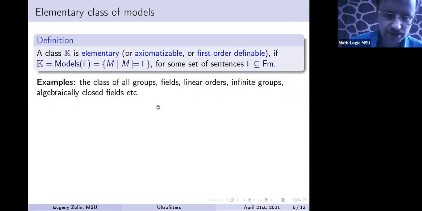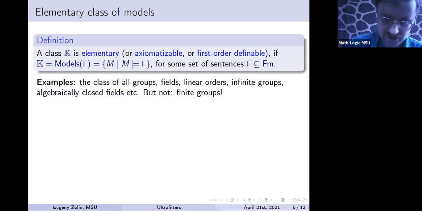Well, and there are other examples. Algebraically closed means that every polynomial has a root. To formulate this, we need to say that for every a, b, c, the polynomial a x squared plus b x plus c has a root. Every polynomial of degree 3 has a root, and so on. So for every degree, we need a separate axiom. Again, we will have infinitely many axioms, but this doesn't matter. This class is axiomatizable.